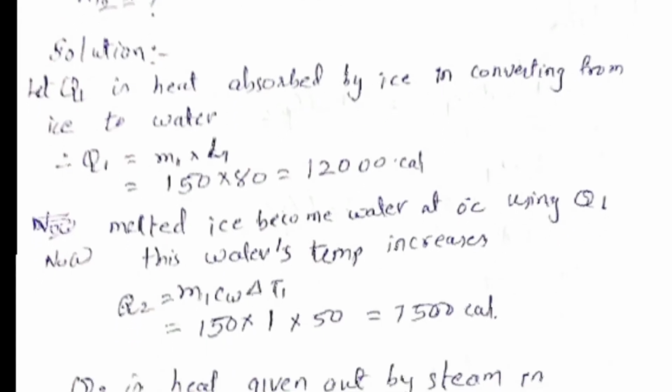So let us understand. First of all, let Q1 be the heat absorbed by the ice in converting from ice to water. As it is a conversion of state, we need to use latent heat, right? So what is Q1? Q1 will be M1 into L1. How much ice is there? 150 grams. So 150 into 80, which comes out to be 12,000 calories.